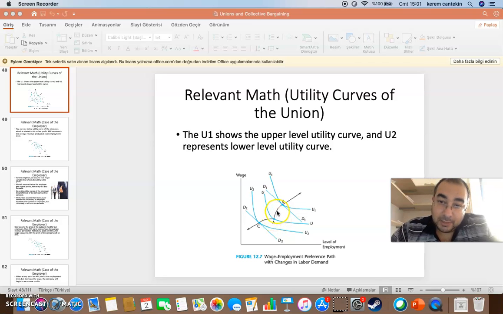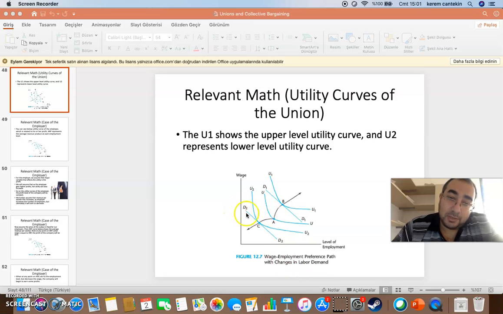Here, changes in the wage level affect the utility level more, which means you see the utility curves are moving more to the left rather than down, basically, because as I said, when you decrease the employment level, utility level decreases more. Here, when you move up, utility level increases more compared with the case when you move to the right.